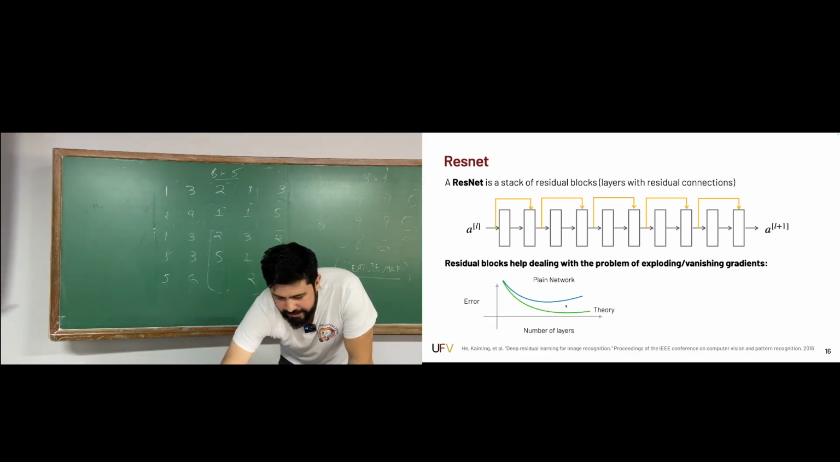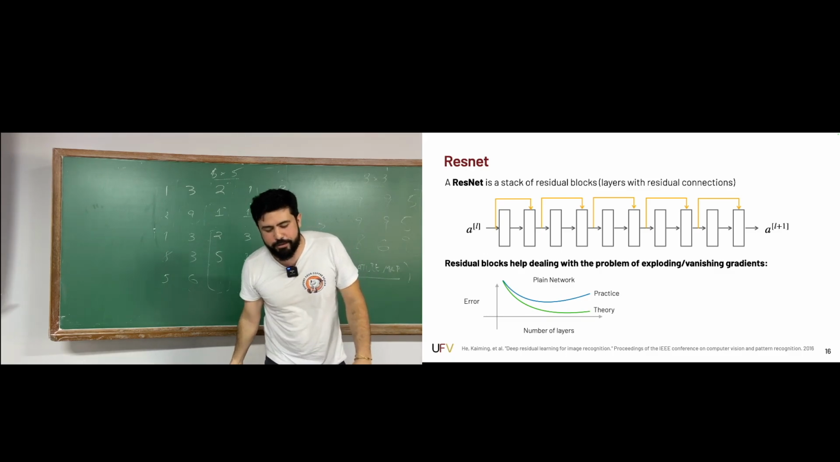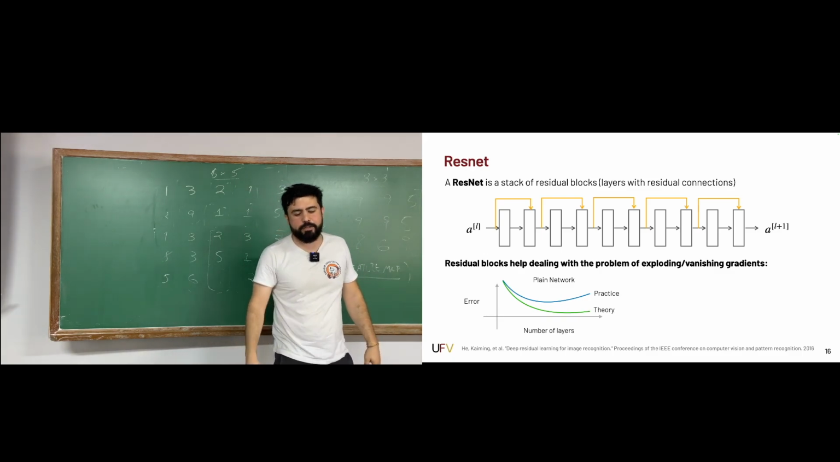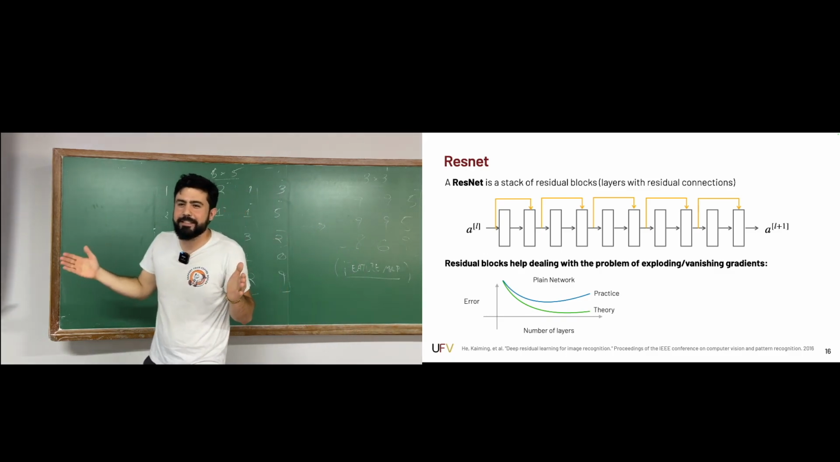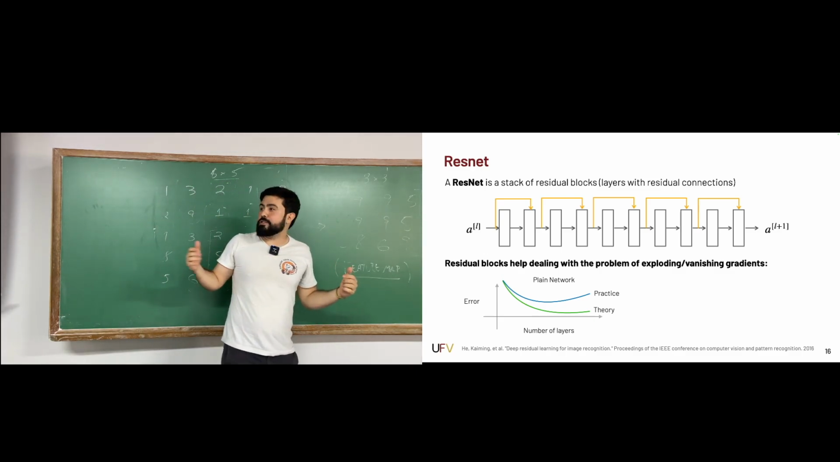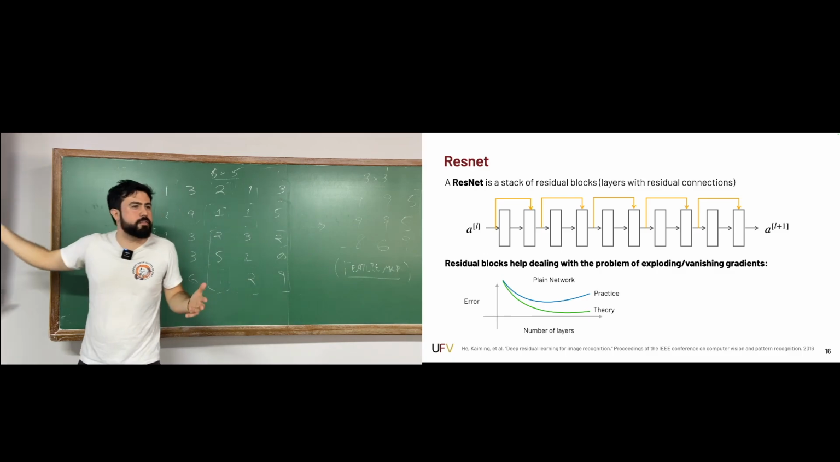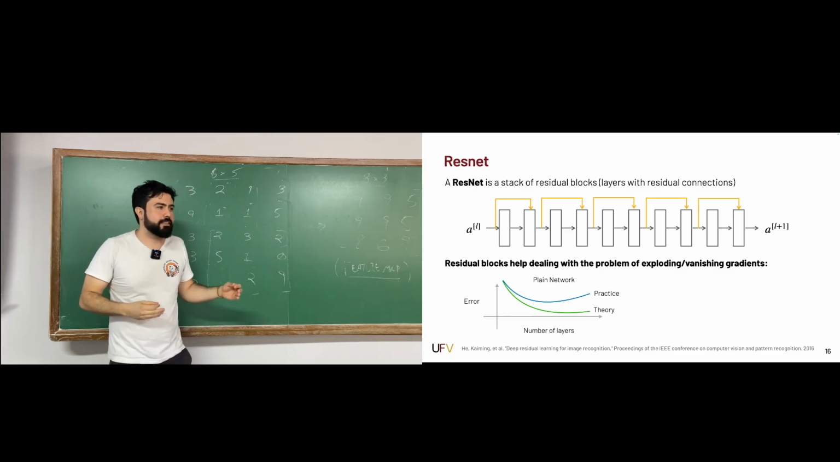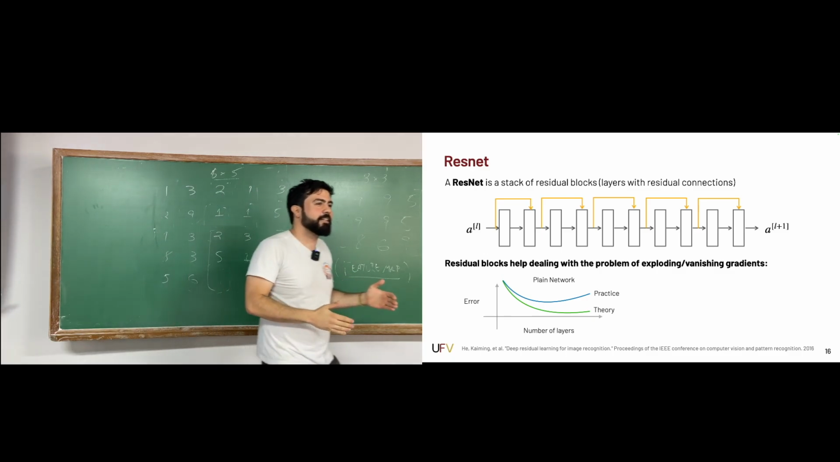So what I was saying is that in theory that doesn't happen. In theory that should happen, but it doesn't. In practice, what happens is if you increase the size of your network, or the number of layers, you start to perform worse on the training set. In the training set, this is not the test set, right?